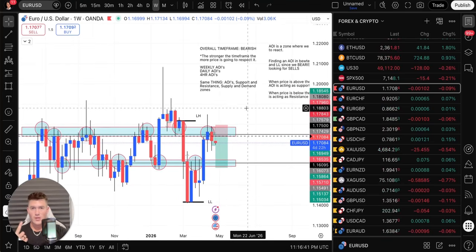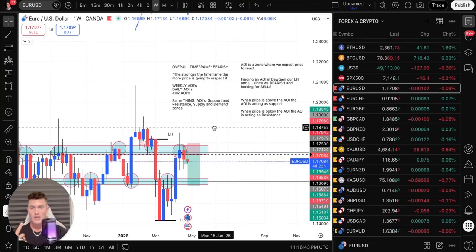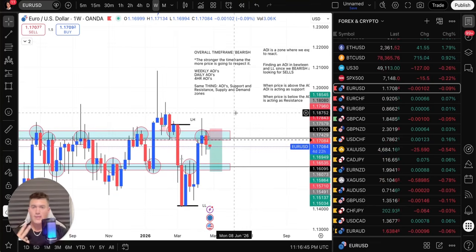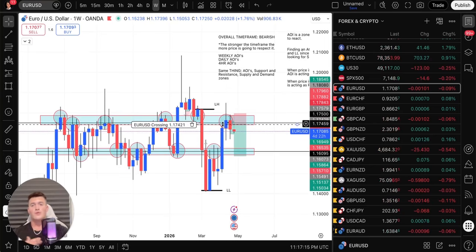If you have it done on the weekly, that is your strongest time frame. The daily is your second strongest time frame. I really don't ever use a 4-hour area of interest because it's not as strong. Price does not respect a 4-hour area of interest like it does a daily and a weekly. I love my weekly areas of interest. That's why I'm in love with this trade so much, because we're at a very strong weekly area of interest.